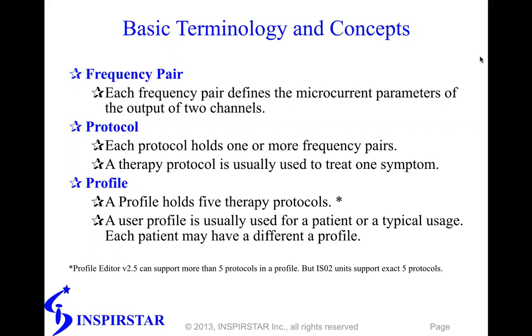A profile holds 5 or more therapy protocols. So when a patient buys a microcurrent machine, typically they have 5 protocols. For me, number 1 is for the eye. I put on detox, stress, brain program, and maybe inflammation. So this would be depending on your treatment approach. So I hope this makes sense.